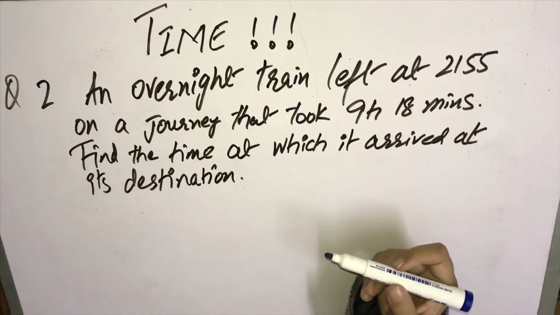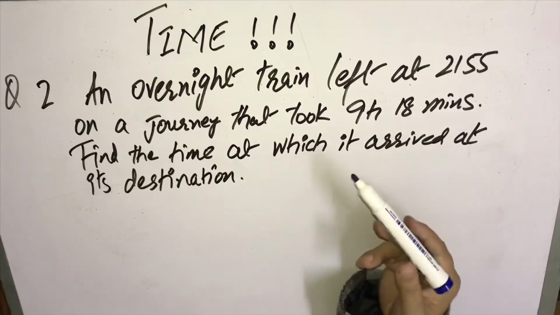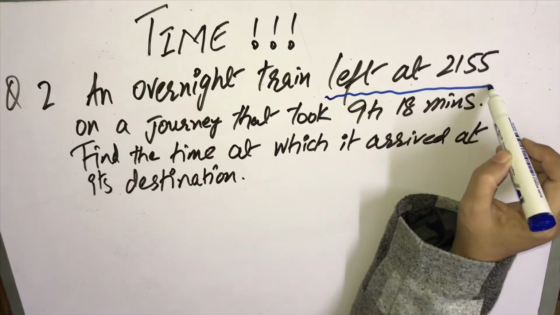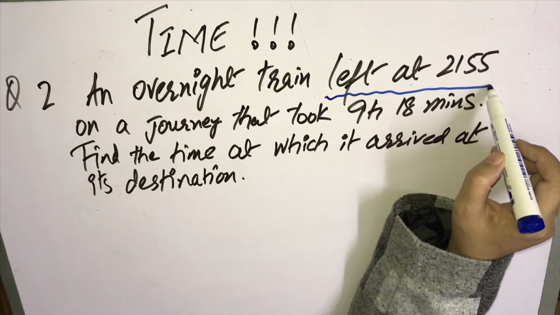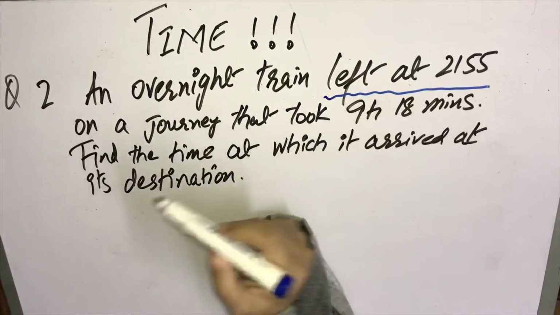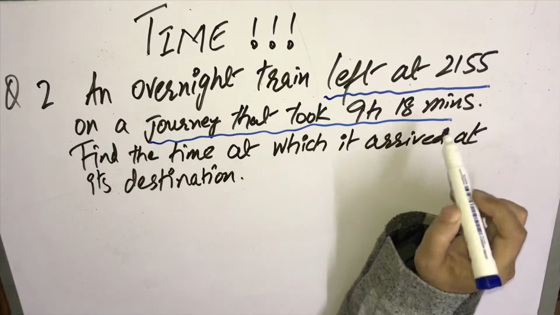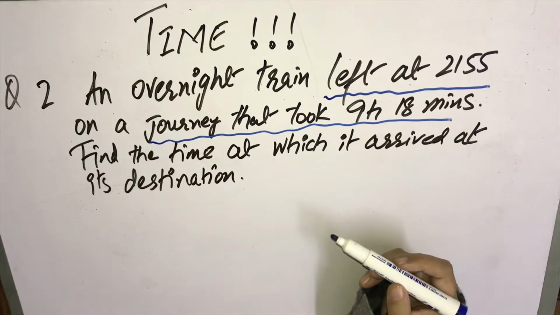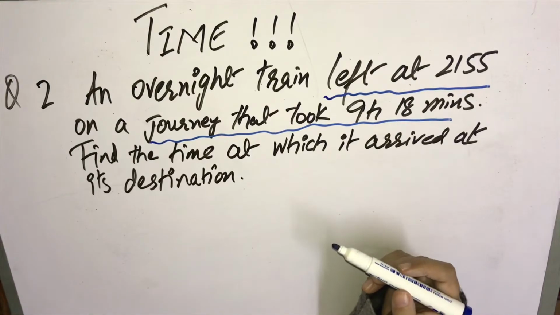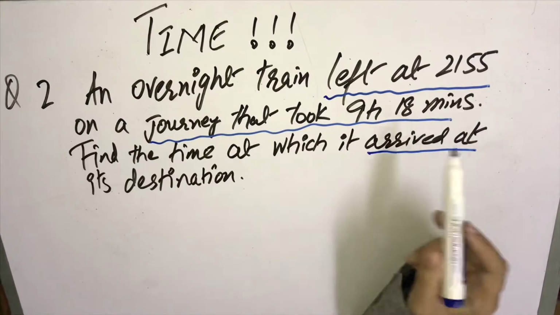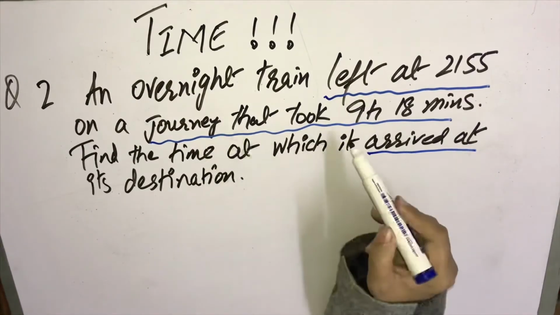The second question is, an overnight train left at 21:55. Left means departure time. On a journey that took 9 hours and 18 minutes. Find the time at which it arrived at its destination. So we need the arrival time. Left means departure and this is journey time.